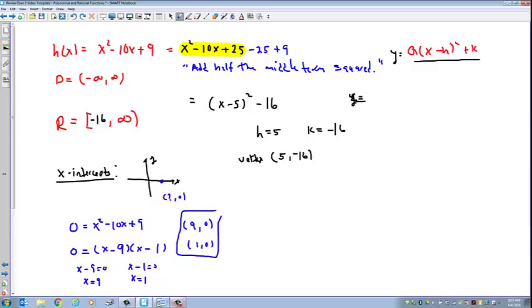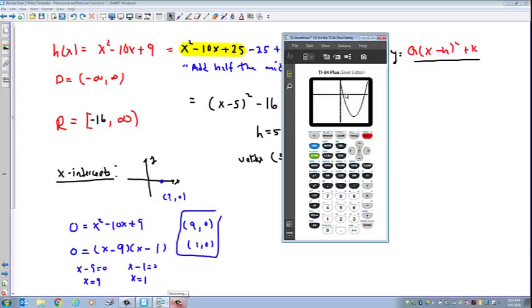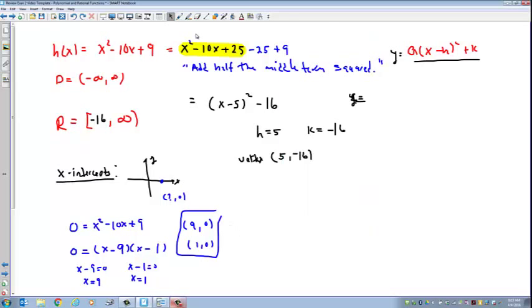And you can see these on the picture. Yes, there are two x-intercepts, one here and here. You could have also found them with your calculator by using this zero button right there. That would also find these for us. All right, then finally a y-intercept.